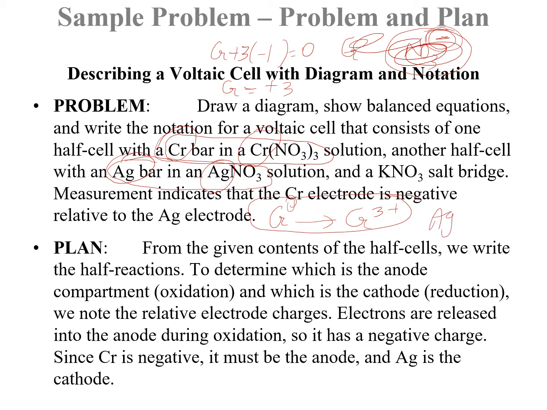Now same thing applies here. Nitrate, ignore those rules, go by silver. Silver nitrate would be Ag+. Now we will go to our chart. We'll find these in our chart.